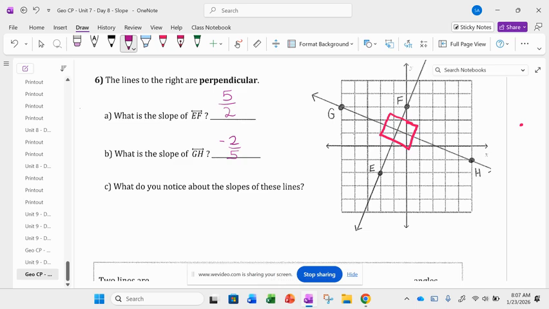Okay, so now I want us to compare these two slopes. Do you agree this was 5 over 2 and this is 2 over 5, meaning the fraction was flipped? Does anybody know what you call when a fraction is flipped? Starts with an R? The reciprocal. When a fraction is flipped, it's called the reciprocal. 5 over 2 and 2 over 5 are reciprocals. One is positive and one is negative. What you call this is opposite reciprocals. What do you notice about the slopes of these lines? They are opposite reciprocals.